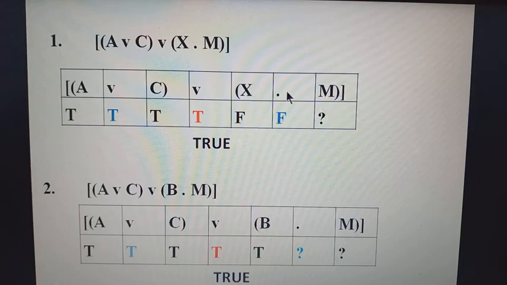Is it possible for us to get the value of this dot? Of course. Now, this is a conjunction. A conjunction is true when both conjuncts are true. So we already know that the first conjunct is false. Even when we do not know the second conjunct, we are able to say that this parenthesis is false, because a conjunction is true when both conjuncts are true.